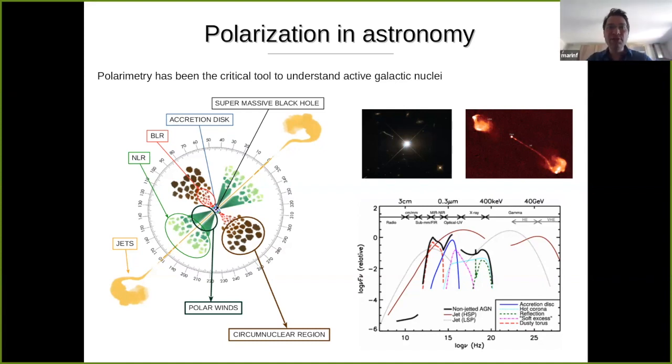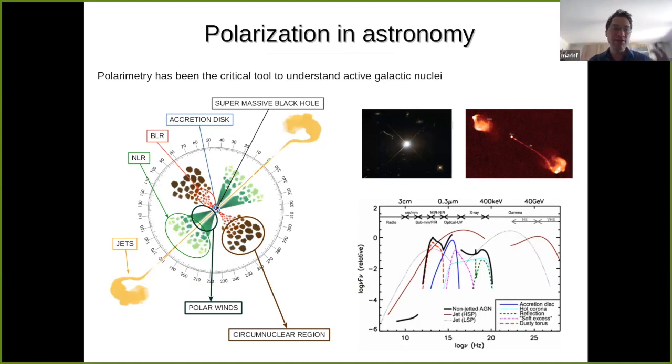The disk itself will emit from the outer border in the near infrared to the UV band close to the event horizon of the black hole. Further down the disk maybe fragments and gives rise to a region which is called the broad line region, responsible for the emission of broad lines we see in optical spectra. And then we have a big reservoir of dust and gas, which is called the circumnuclear region, or the torus, which is basically hiding the central engine from an observer situated along the edge of the system.